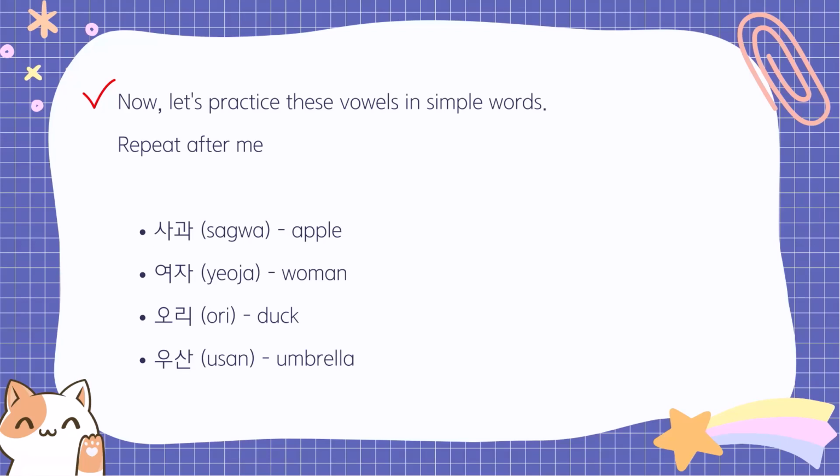Repeat after me. 사과. Apple. 사과. 여자. Woman. 여자. 오리. Duck. 오리. 우산. Umbrella. 우산.